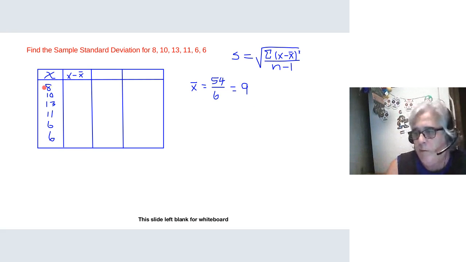Now, what we're going to do is subtract 9 from every one of these. So 8 minus 9 is -1, correct? 10 minus 9 is just plain old 1. 13 minus 9 is 4. 11 minus 9 is 2. And both of these are going to be the same. 6 minus 9, these are both -3.